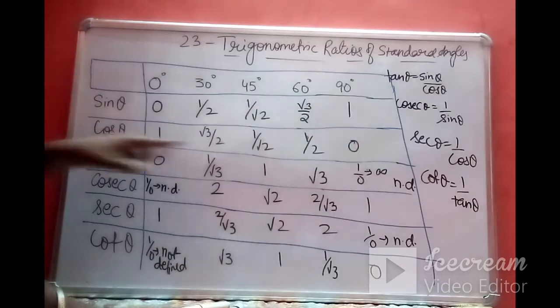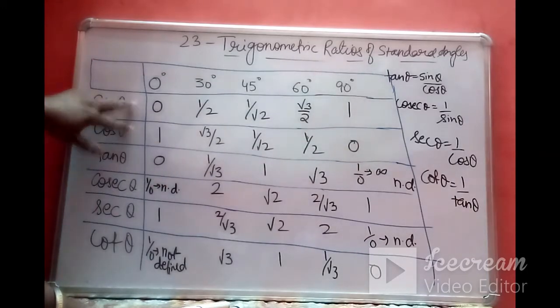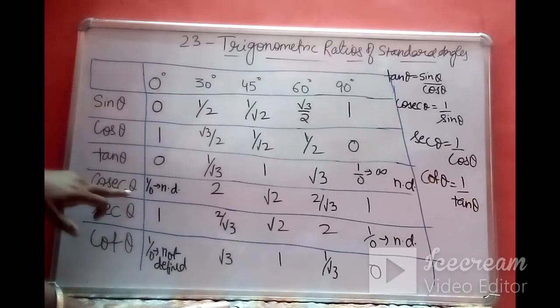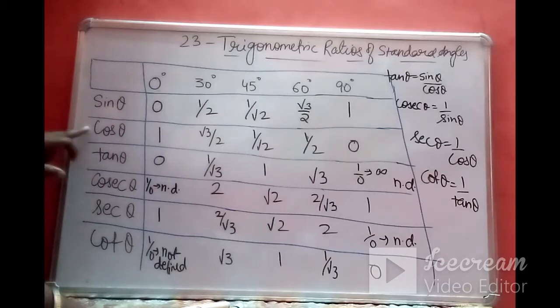Then we will reverse this line and start from here. Afterwards, for tan theta we will divide these two. For cosec theta we will take the reciprocal of sin theta, for sec we will take the reciprocal of cos theta, and for cot we will take the reciprocal of tan theta. Okay, so in this way you can easily remember the values of trigonometric ratios of standard angles. Now based upon this we will solve a few problems.